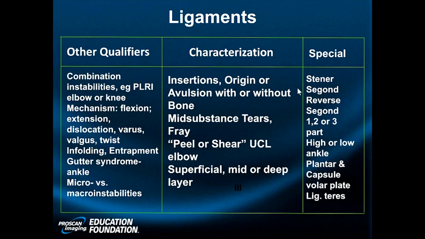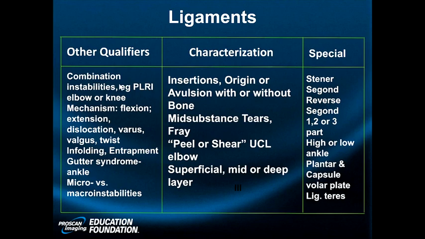There are special ligamentous abnormalities, like the entrapped Stener lesion of the thumb, or the Segond ligamentous injury that tells you you have a lateral capsular tear, or the reverse Segond on the medial side. You can grade injuries by part, by how many ligaments are involved. Single part, double part, triple part for the ankle. You can have them high or low in the ankle. You can tear the capsule, which is actually a ligament, or the ligament is a capsular condensation.